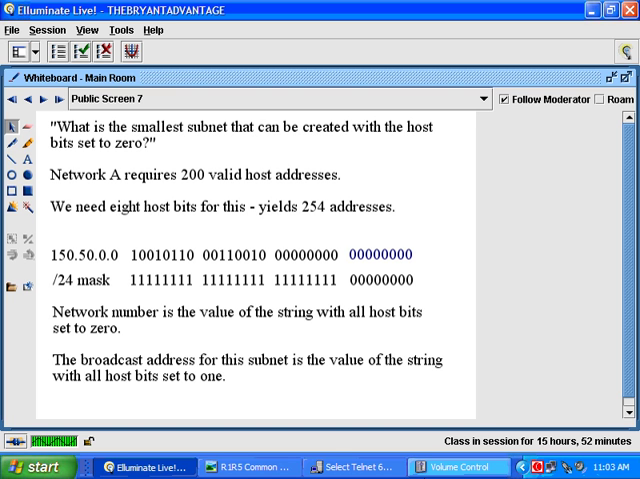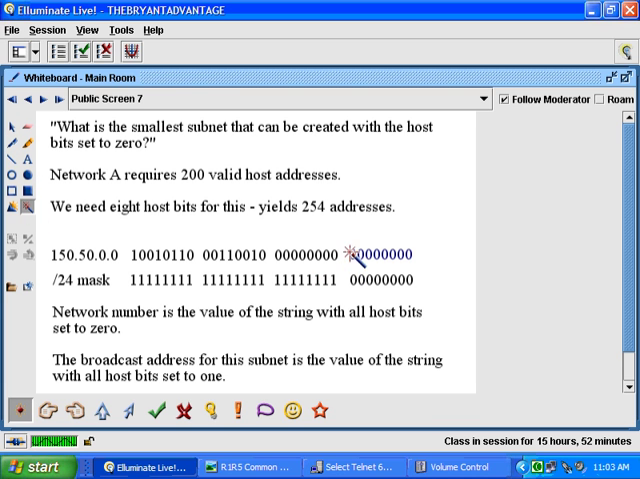That's what you really have to get used to now with developing VLSM schemes and becoming a CCNP. When you're getting your CCNA, it's like, oh yeah, 255.255.255.255, that's the broadcast address. But it's not the only one in your network. Every subnet has its own broadcast address. And it is the value of the string with all the host bits set to 1. So what would that be here? If all those host bits at the end of 150.50.0.0, and actually they're in blue for this one, are all set to 1, what's the value of this entire thing?